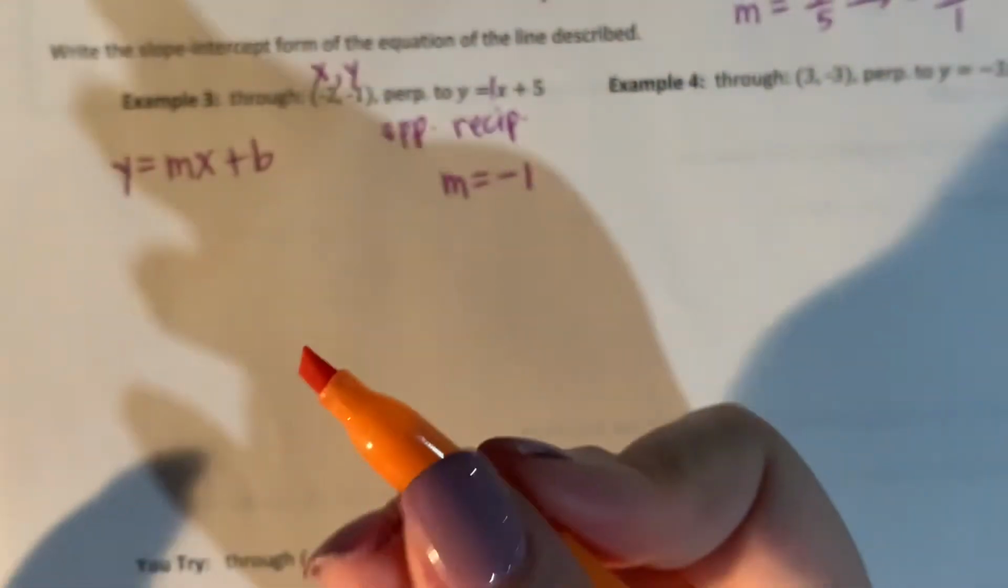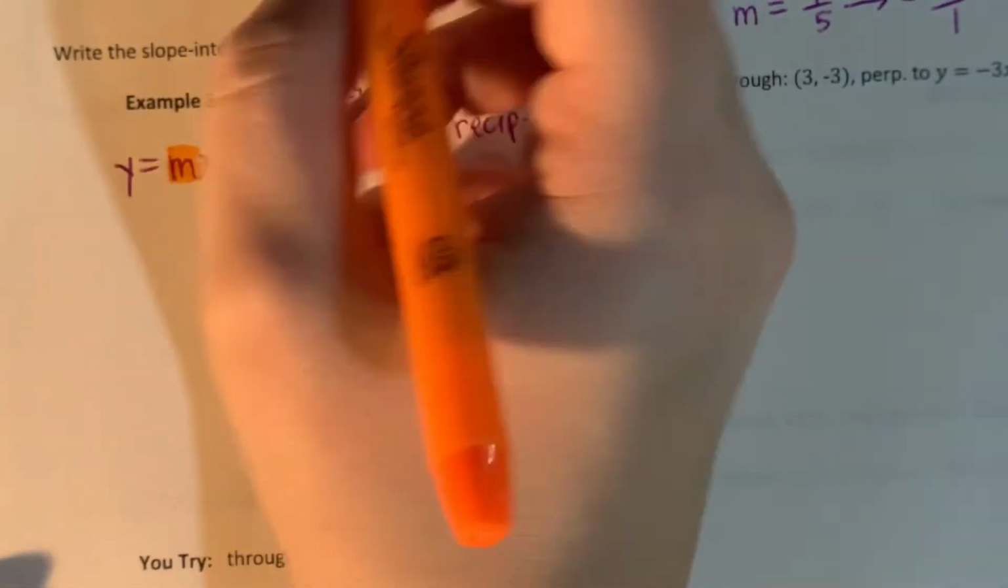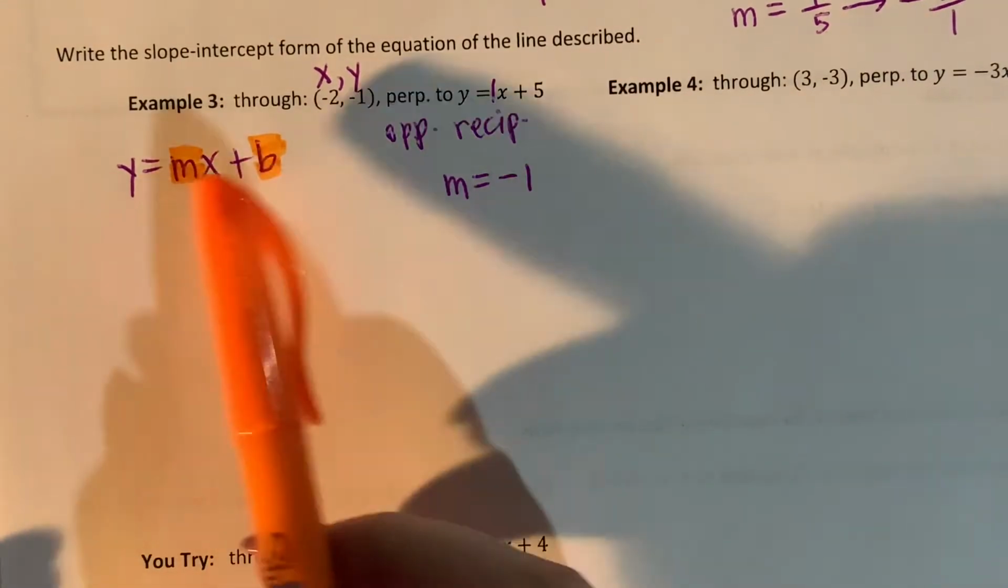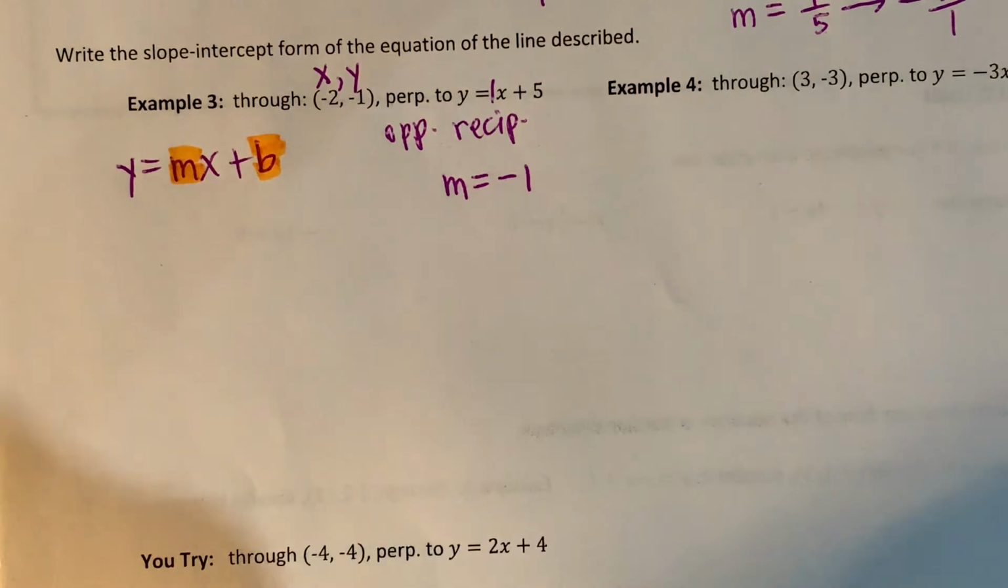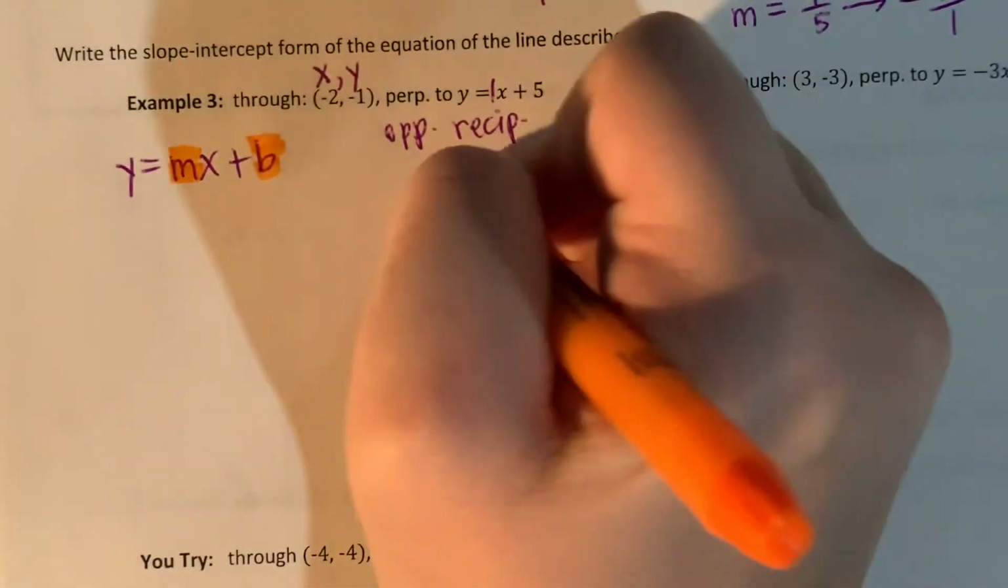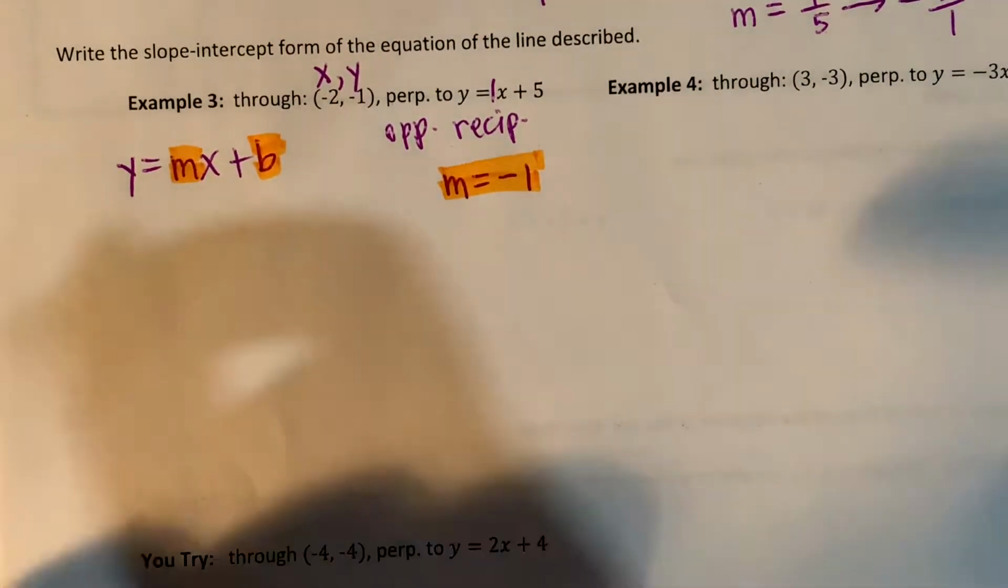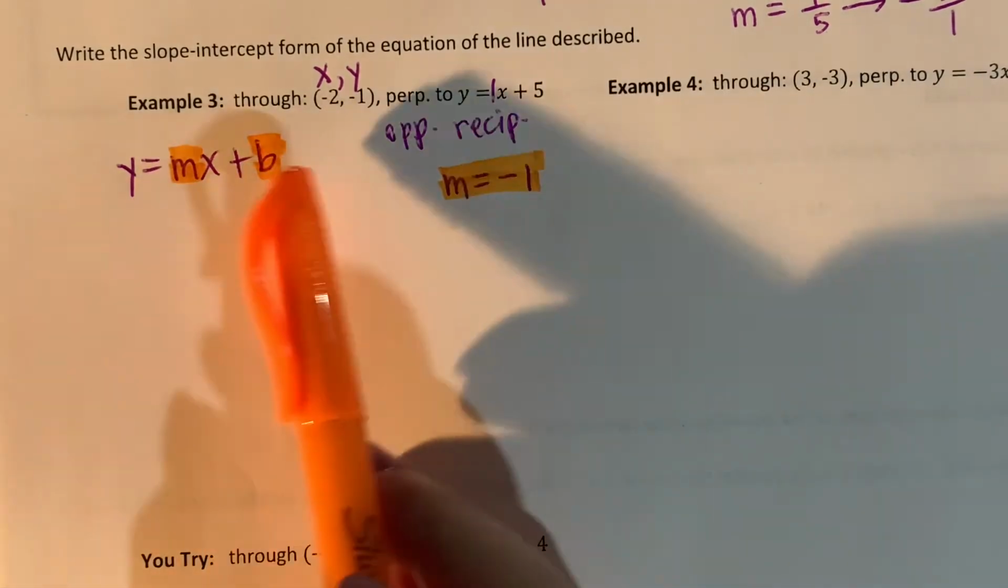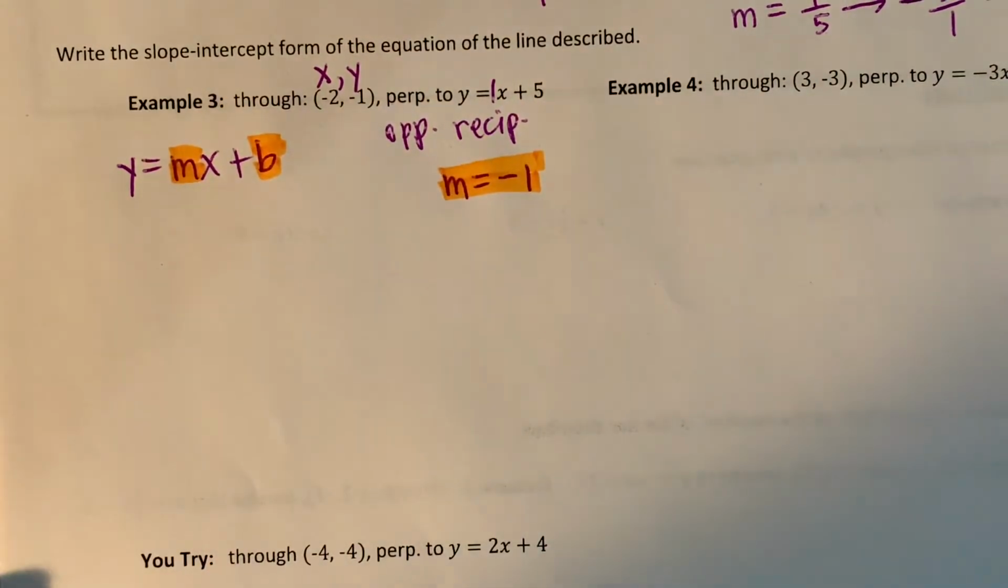And a reminder, we have two unknowns, or two variables, that we need to plug in to our slope-intercept form. We need to plug in the slope and we need to plug in the y-intercept. And I just found my slope. My slope is negative 1. So I found half of what I need to plug in. Now I need to find the y-intercept.